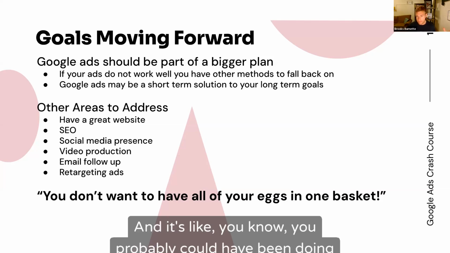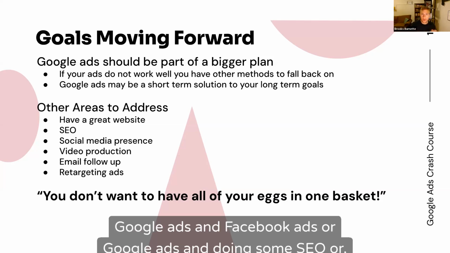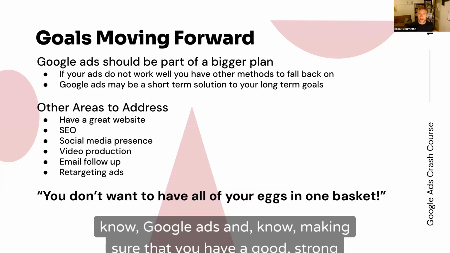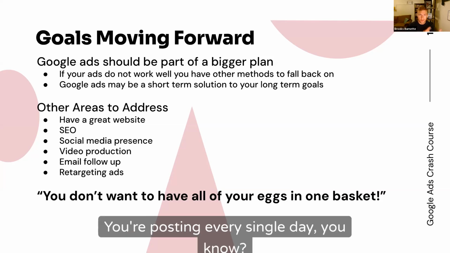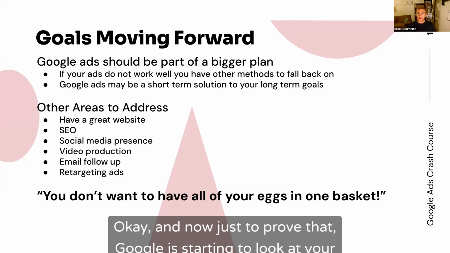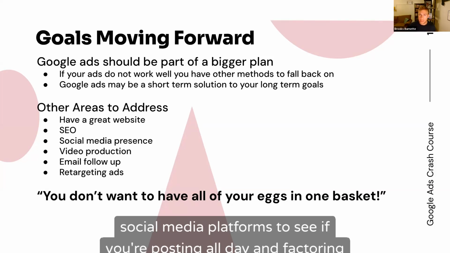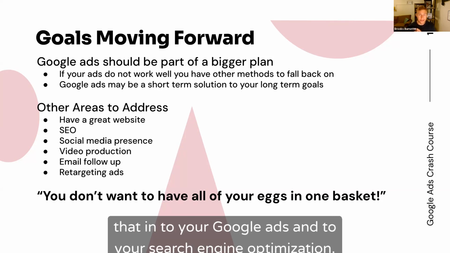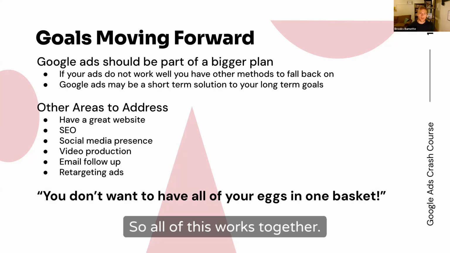And it's like, well, you probably could have been doing Google ads and Facebook ads, or Google ads and doing some SEO, or Google ads and making sure that you have a good, strong social media presence. You're posting every single day, and so all of those things work. Okay. And now, just to prove that, Google is starting to look at your social media platforms to see if you're posting all day and factoring that into your Google ads and your search engine optimization. So all of this works together.